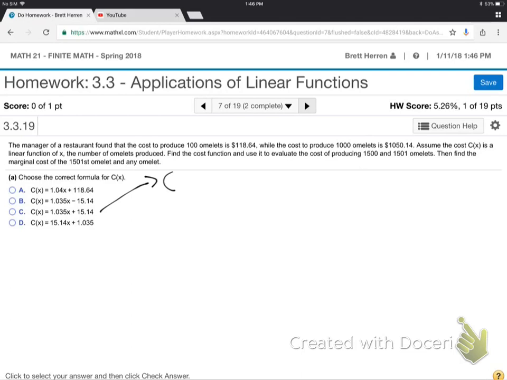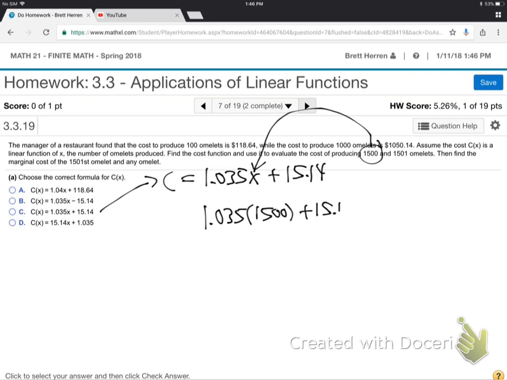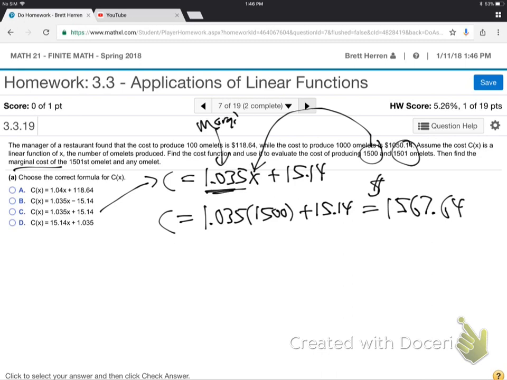Let's go to a fresh screen and we'll do that. So our formula was C equals 1.035x plus 1,514. So 1,500 omelets, that means just plug in 1,500, doesn't it? And whatever your calculator tells you, times 1,500 plus 1,514. All right, 1,567.64. So there's the cost of making 1,500 omelets. And then we could do the same thing for 1,501 omelets, and we already answered the marginal. The marginal is just the 1.035. So I'm going to leave that one behind. Are we good with that?